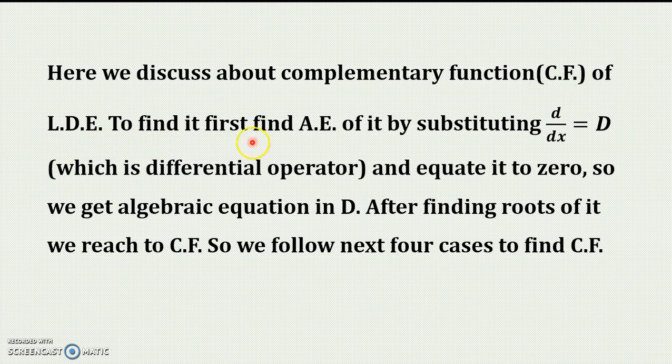To find it, we first find the auxiliary equation by substituting d by dx equal to capital D, which is the differential operator, and equating it to 0. We get an algebraic equation in terms of D. After finding its roots, we easily reach the complementary function. There are 4 cases to find the complementary function. We see them one by one here.